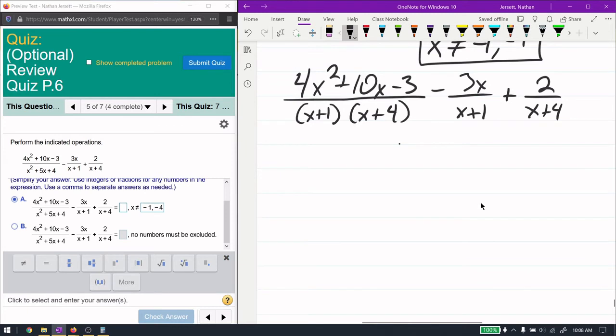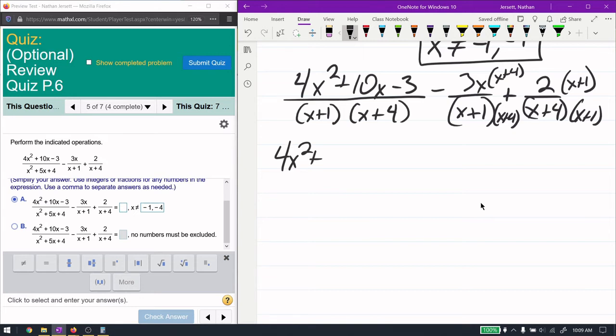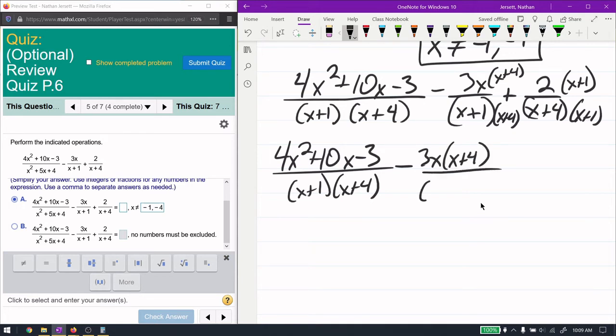And we can continue factoring everything, or simplifying it all down. This one needs an x plus 4. This one needs an x plus 1. Okay, this first one we haven't done anything with, so write it down. Next one is going to be negative 3x times x plus 4, plus 1 and x plus 4.